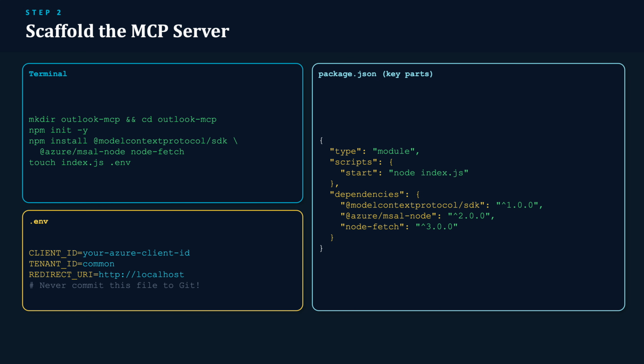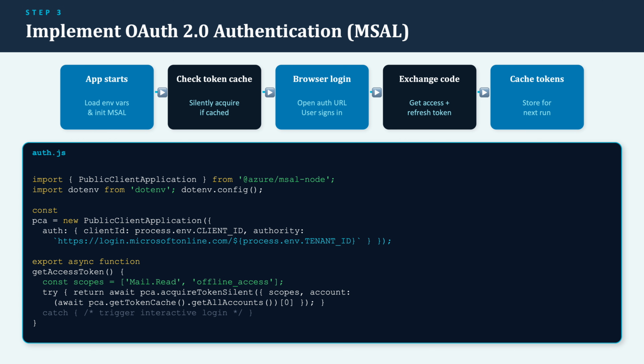With the project scaffolded, let's write the authentication code. Authentication is handled by Microsoft's MSAL library, the Microsoft Authentication Library. Here's how the flow works. On first run, the app tries to acquire a token silently using a cached account. If there's no cache yet, it falls back to an interactive login.